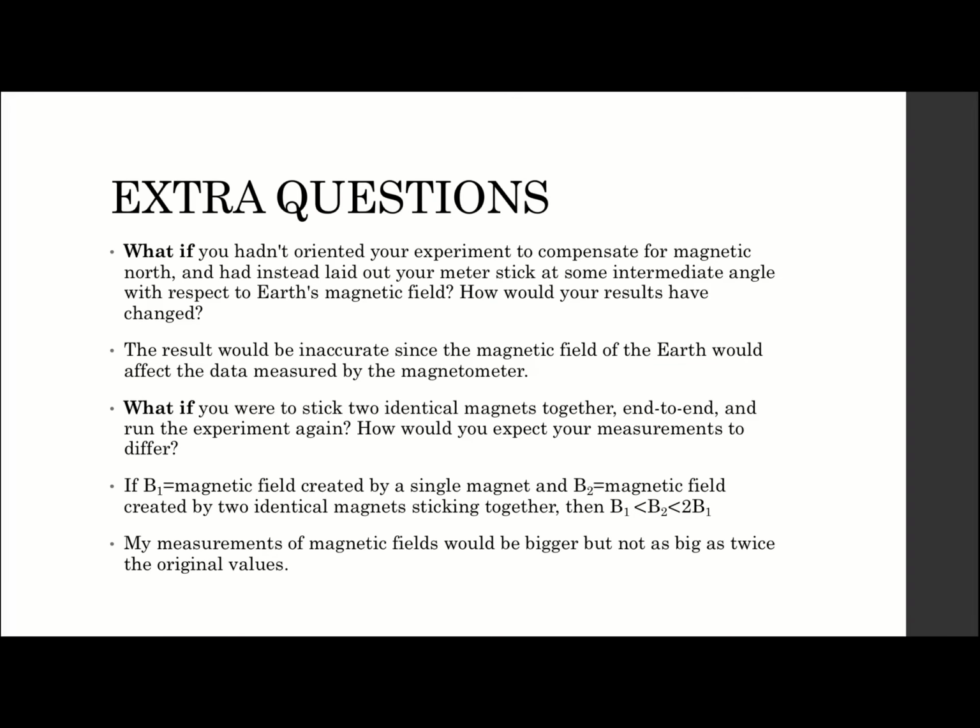The first one is, what if I hadn't oriented my experiment to compensate for the magnetic north? Well, in this case, the result would be inaccurate since the magnetic field of the Earth would affect the data measured by my cell phone.